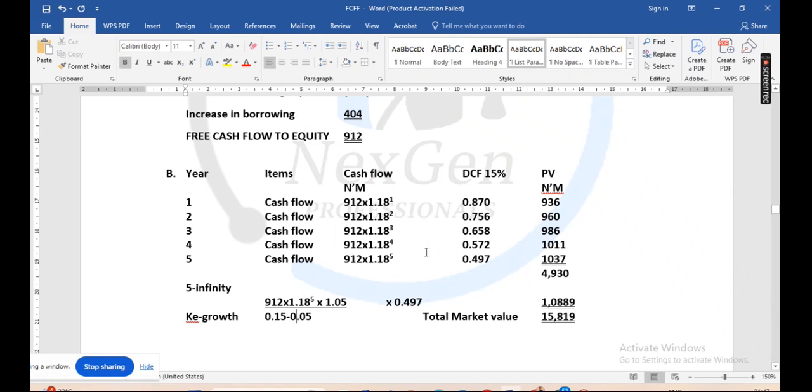And what will you do to do that? You can decide to pick this. If I were you, again, I can decide to pick this last present value, which is 1,037. I will grow it by 1.05.